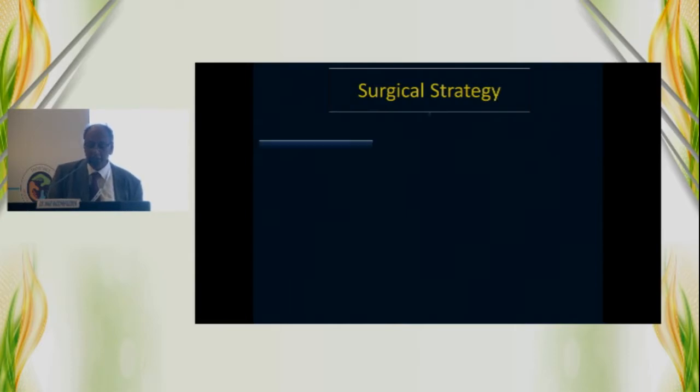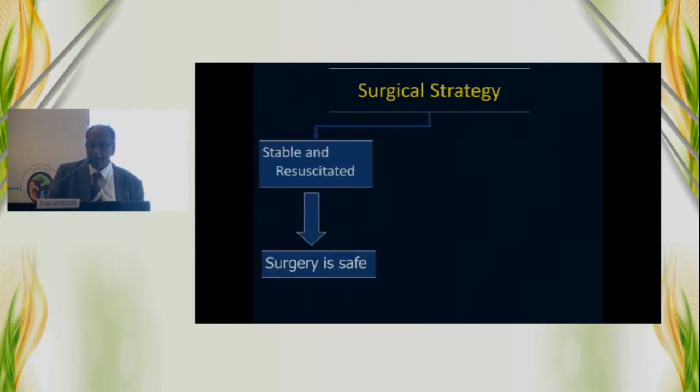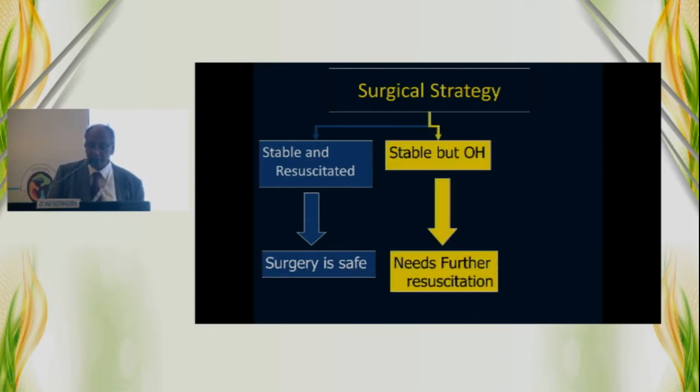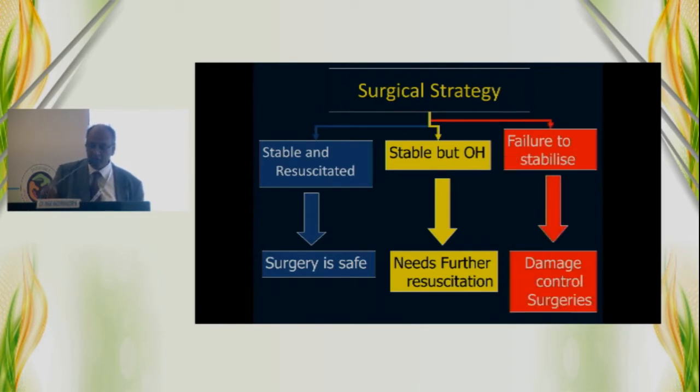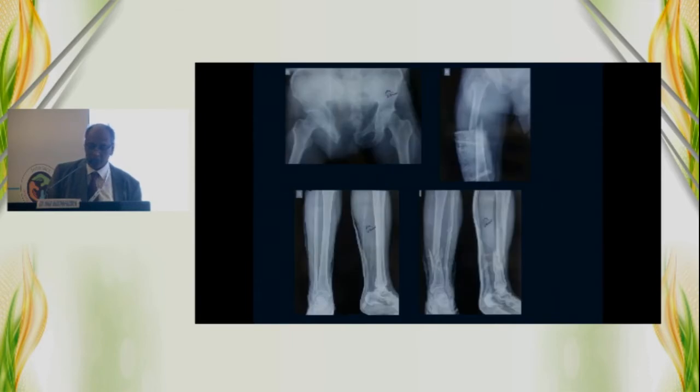So the surgical strategy was to divide patients into groups. If they were stable and resuscitated, then surgery was safe. You could go on with your definitive surgery. If they were stable but still acidotic or their lactate levels were high, they really needed further resuscitation, and you'd look at that and decide what to do. While if they failed to stabilize, then you were only permitted to do damage control surgery.